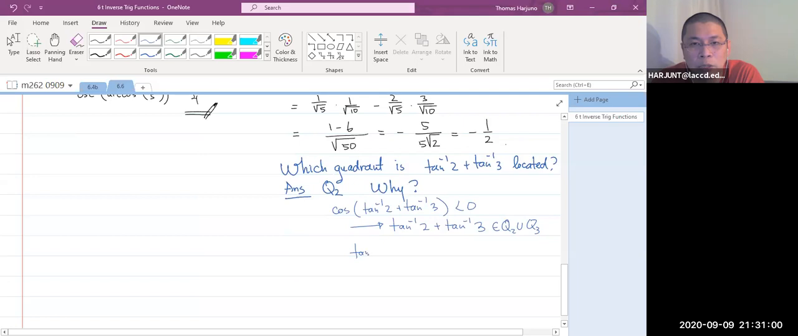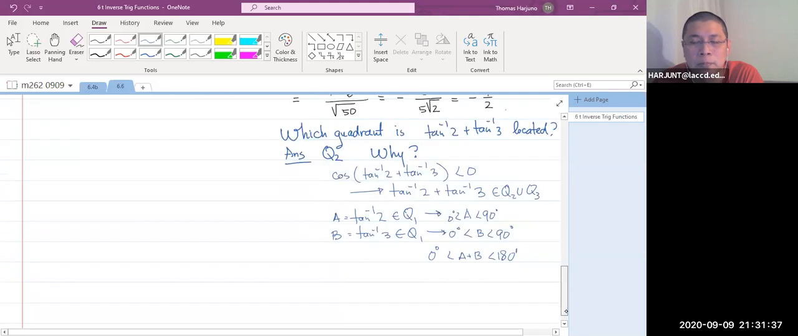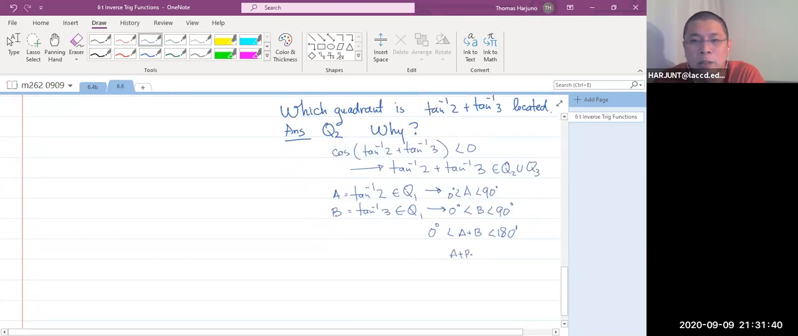Because 2 is positive, tangent inverse 2 must be in quadrant 1. In other words, A must be between 0 and 90 degrees. Likewise, B is also in quadrant 1, so angle B is between 0 and 90. So A plus B will be between 0 and 180 degrees, so A plus B will be in quadrant 1 or quadrant 2.